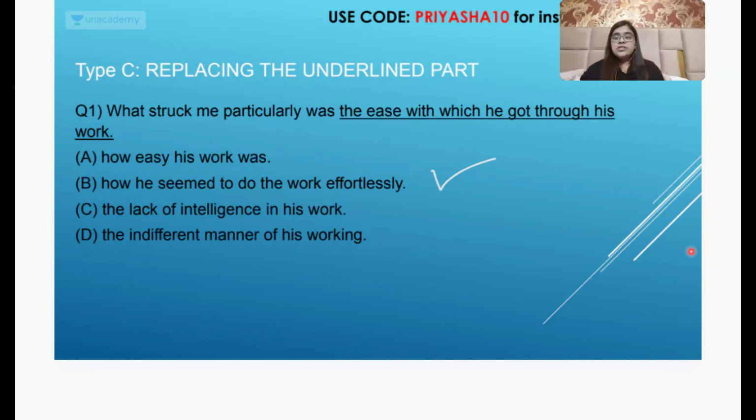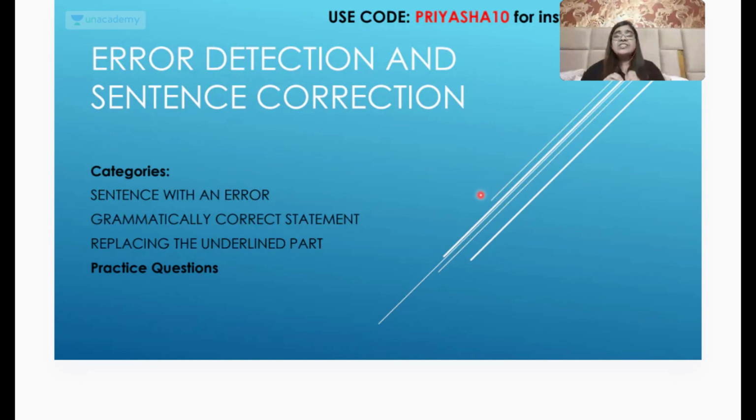The third thing we learned in the session is the three types of questions. We did questions on sentences with an error, where we were supposed to find the error. Second was the grammatically correct sentence, where we had to find which of the four options is correct. And the last one was replacing the underlined part. Because of the time, I was not able to take up more questions on this. But as you have suggested over the chat, I'll surely come up with part 2 of this video, where I'll discuss more questions, specifically on the grammatically correct statement and replacing the underlined part, because that is a little left.